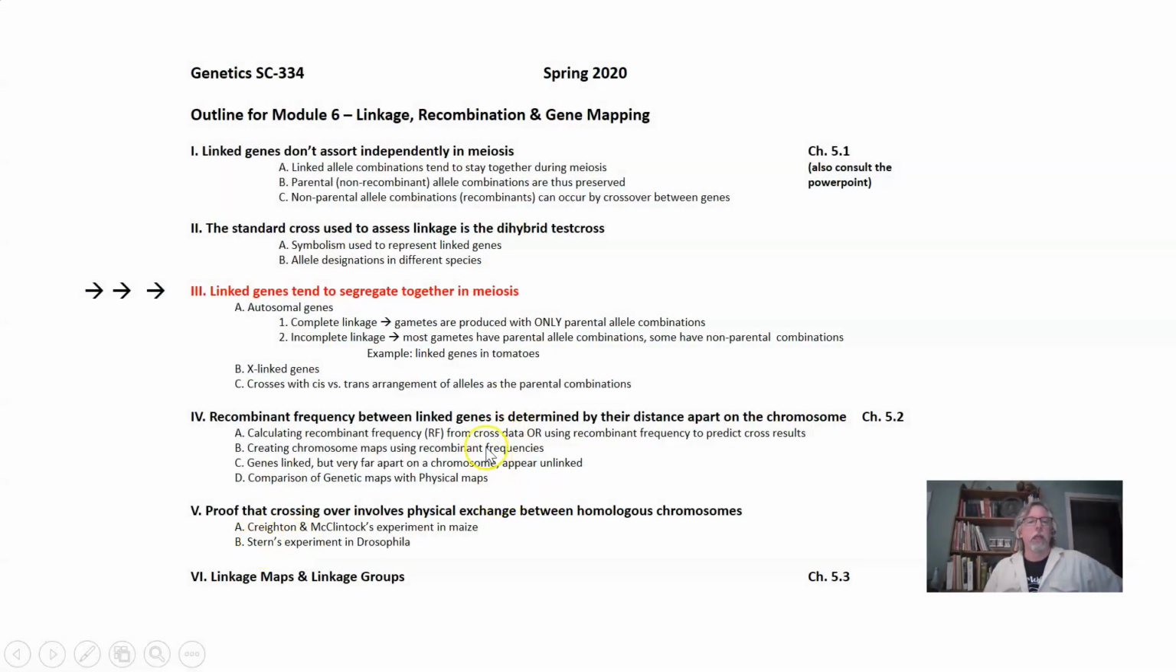So just taking a look at the outline, we're talking about number 3, linked genes tend to segregate together in meiosis. And like I said, special case of autosomal genes. And we're going to look at the situation for what's called complete linkage versus incomplete linkage. And we're going to compare it to what we talked about on the previous slide, which was the situation for unlinked genes.